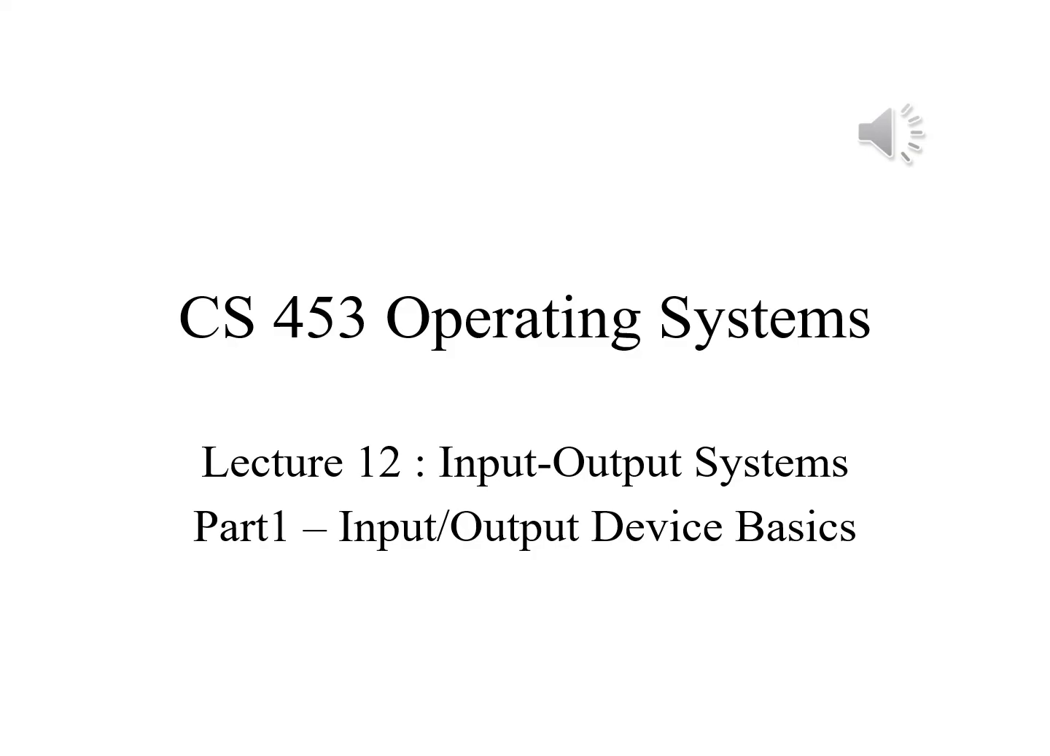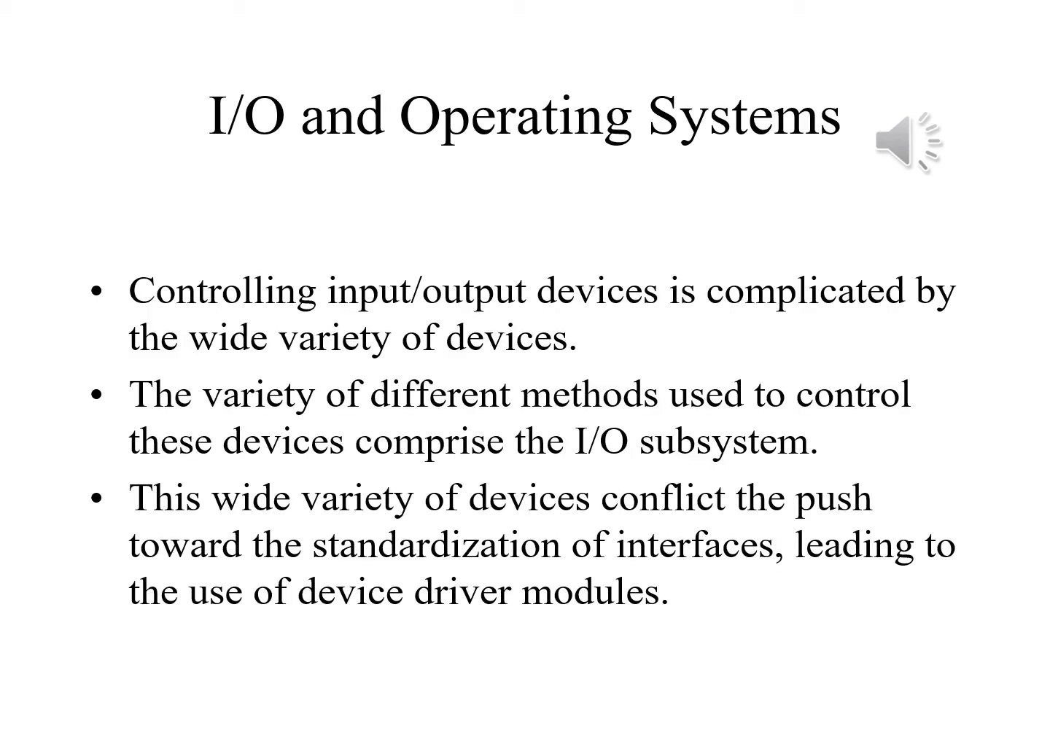In part 1 of lecture 12, we will discuss input-output device basics. The operating system's main job is to serve as an interface between the user and his or her programs and the computer's hardware. This means that the operating system must be able to interact successfully with any type of input and output device that will be connected to the computer.